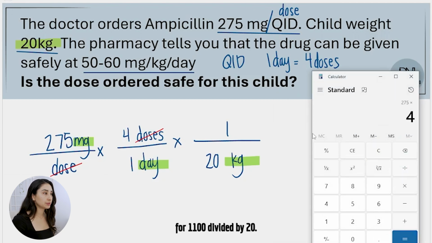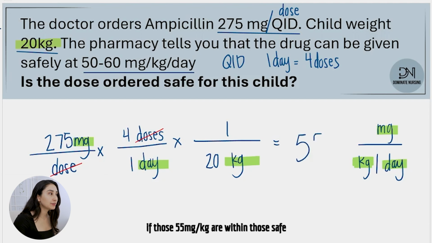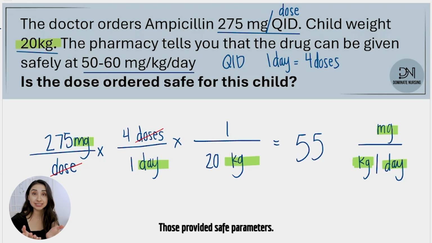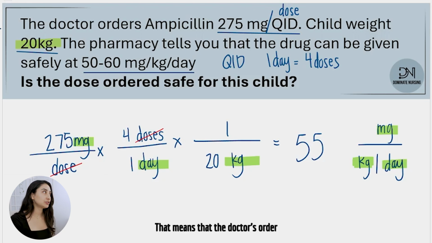275 times 4, 1100 divided by 20, and I get 55. So 55 is my answer: 55 milligrams per kilogram per day. Now, the last and final step is to figure out if those 55 milligrams per kilogram are within those safe parameters that we talked about, those provided safe parameters. So does 55 fit within those 50 to 60 milligrams per kilogram per day? It does. That means that the doctor's order is within safe parameters for this child's weight of 20 kilograms.